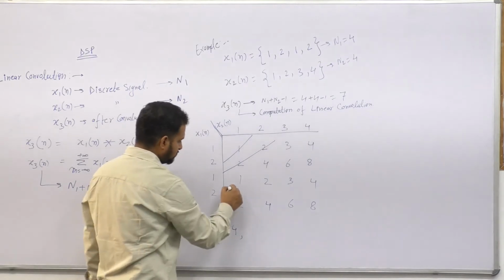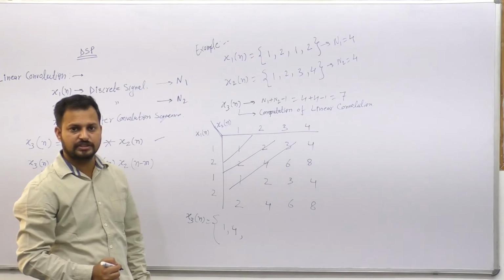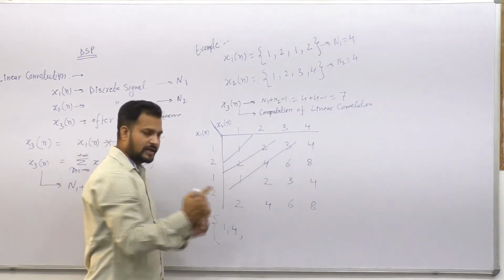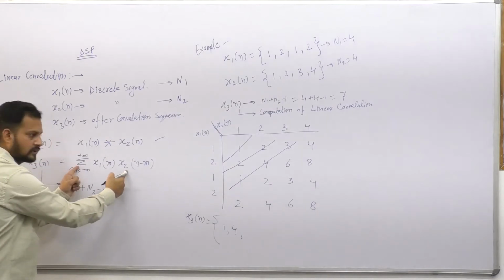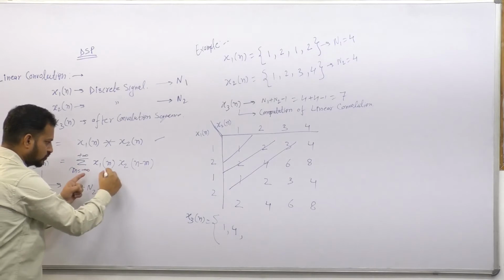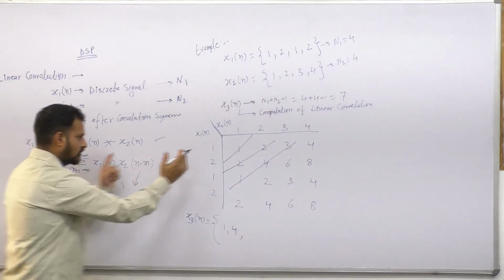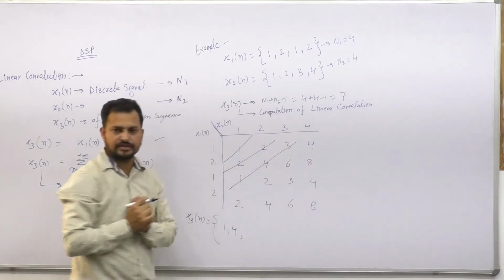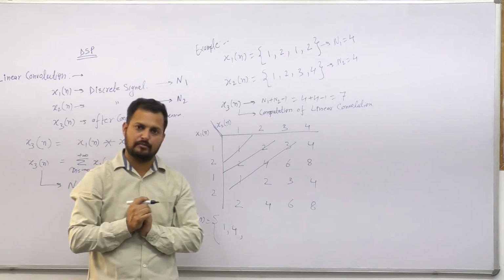Next 1, 4, 3. So what is the addition of these points? When we are saying we are adding these points, that means we are solving this part. We are multiplying these points, so we have taken these two notations. So we have just implemented this formula in terms of these representation. Right? This is also called the matrix computation.